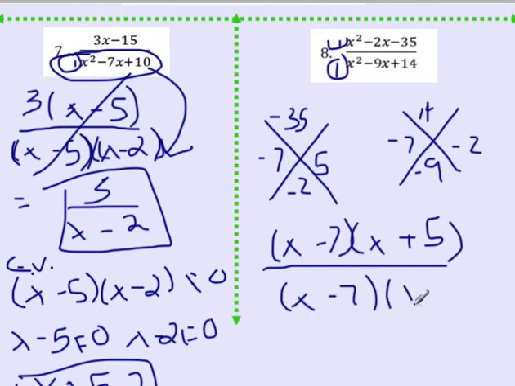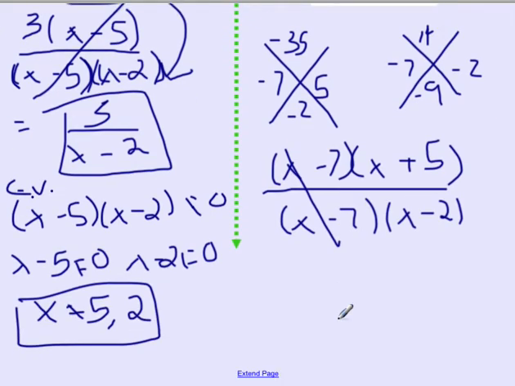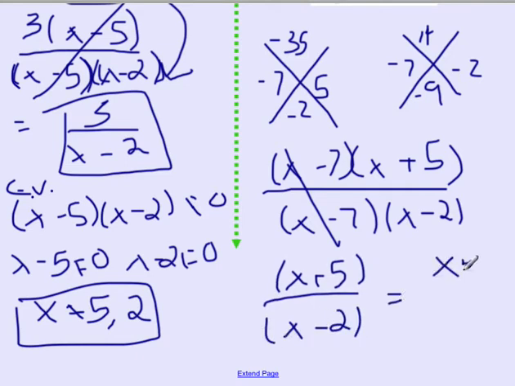So you'll notice that both have factors of x minus 2. So I can go ahead and cancel those guys out. And then left, I have x plus 5 divided by x minus 2. And you don't have to write the parentheses. You could simply write x plus 5 and x minus 2.